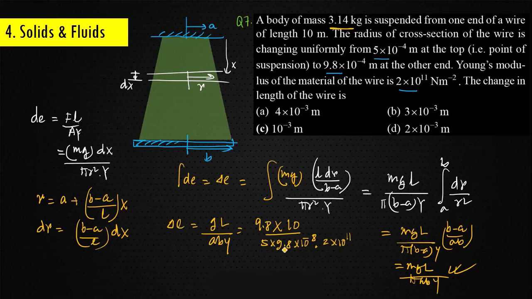So 9.8 and 9.8 cancel out. 5 twos are 10, which means 10 to the power 12. 11 and 12 minus 8 means plus 4. Once it goes up in the numerator, it becomes minus 4, so minus 3. So 10 to the power minus 3 meter is your answer. So this is question 11, and option C is the correct one.